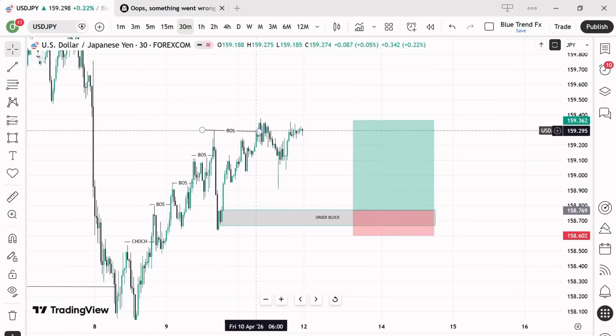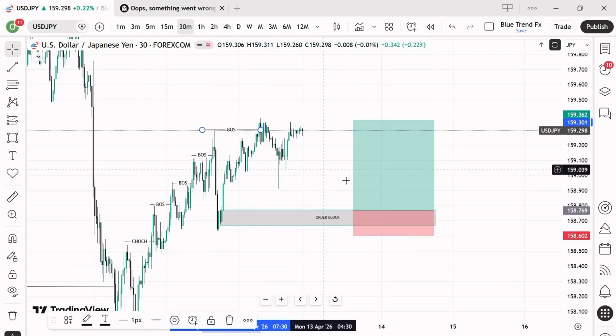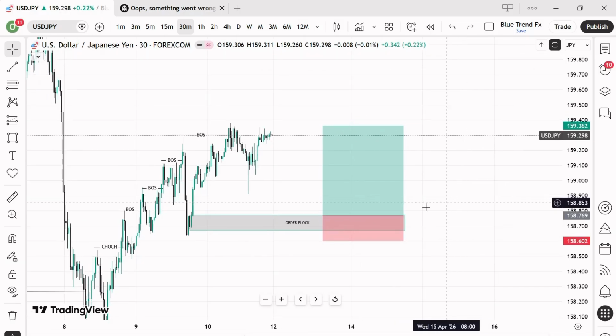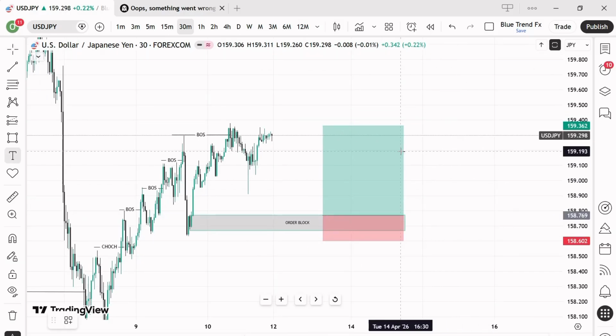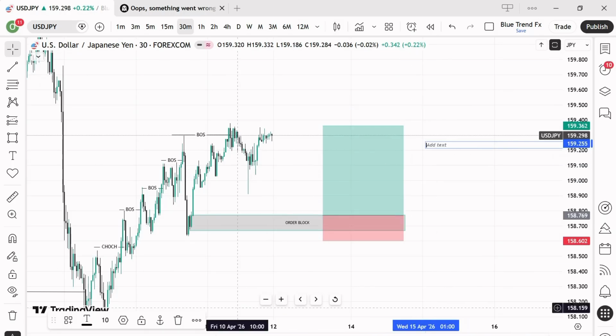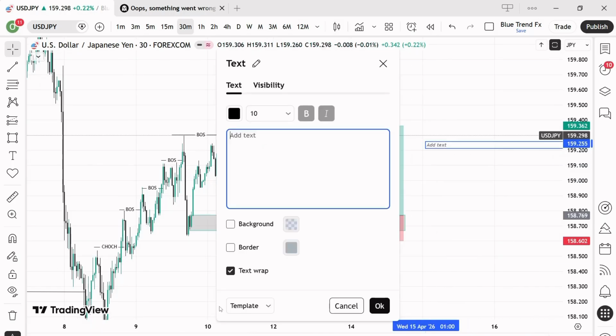Oh yeah, that is it. This is where I'll be positioning, and this is going to be a limit. So I'm going to be dropping a buy limit, guys. The entry price, which is the EP, is going to be 158.769.